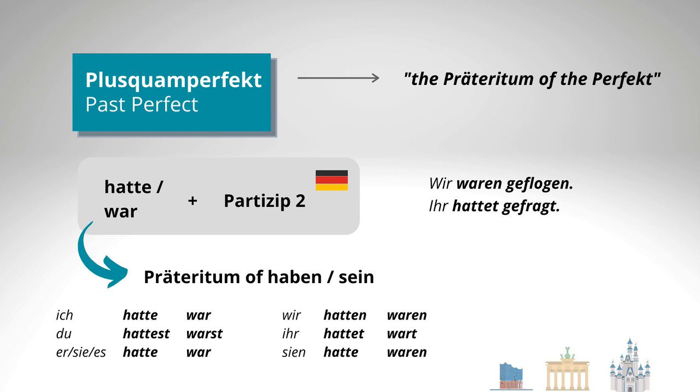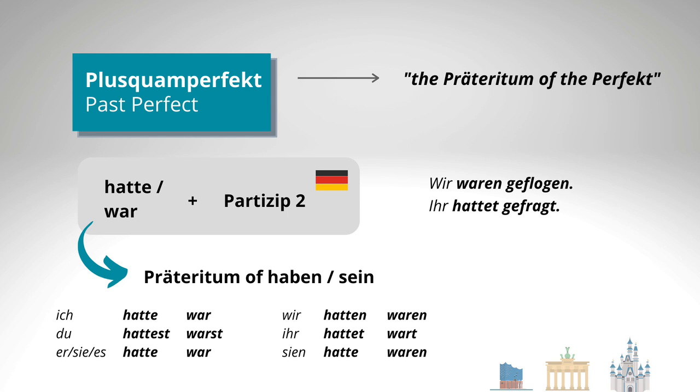And what then follows is just the Partizip 2, the past participle, which we already learned in the last lesson. And there's nothing that changed compared to the perfect. So always remember, the Plusquamperfekt is basically just the Präteritum of the perfect. And while the perfect was haben or sein plus Partizip 2, the Plusquamperfekt is the Präteritum forms of haben and sein plus the Partizip 2 or Partizip Perfekt. The only thing that changes compared to the perfect are the forms of the Hilfsverben haben and sein. Everything else is exactly the same as in the perfect.